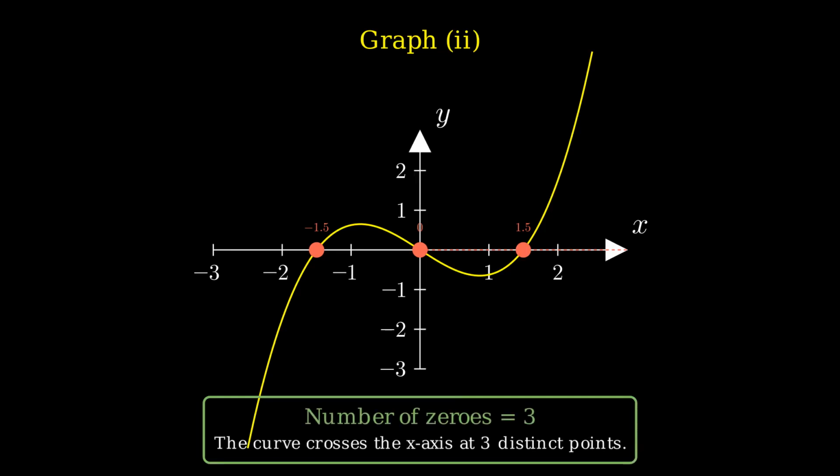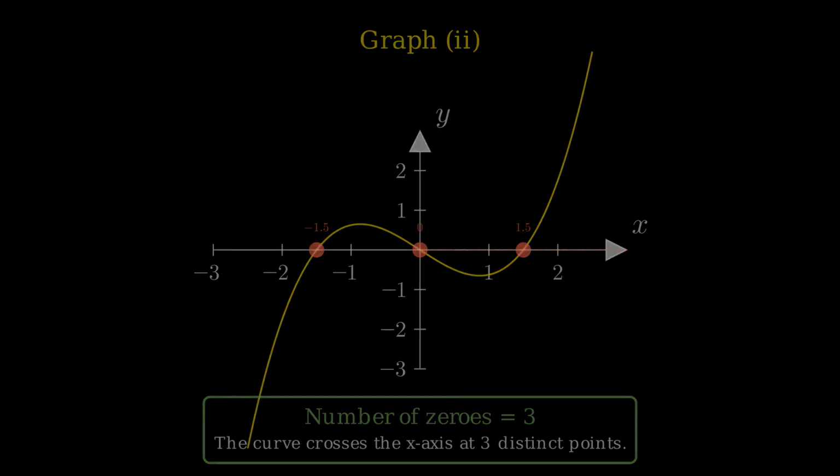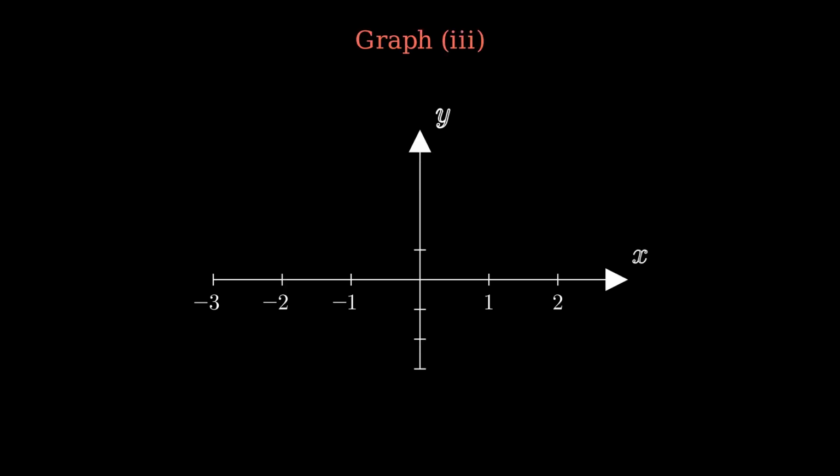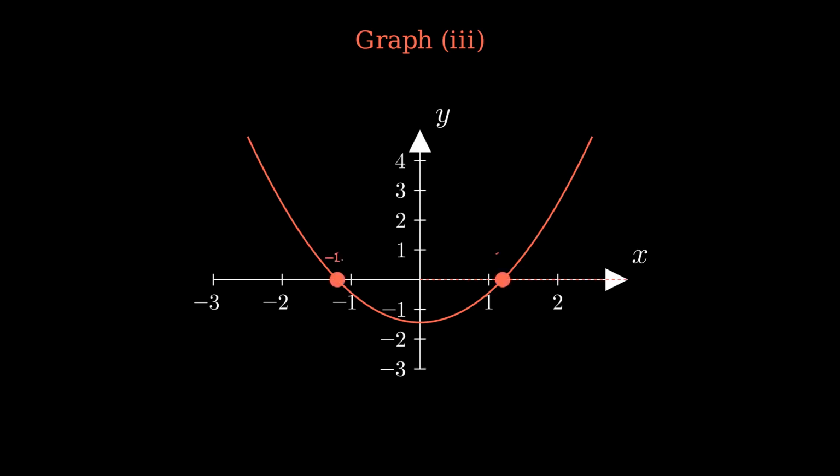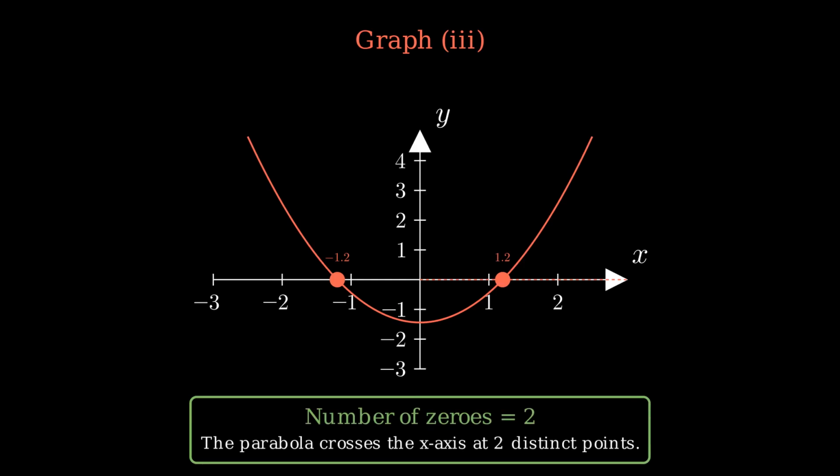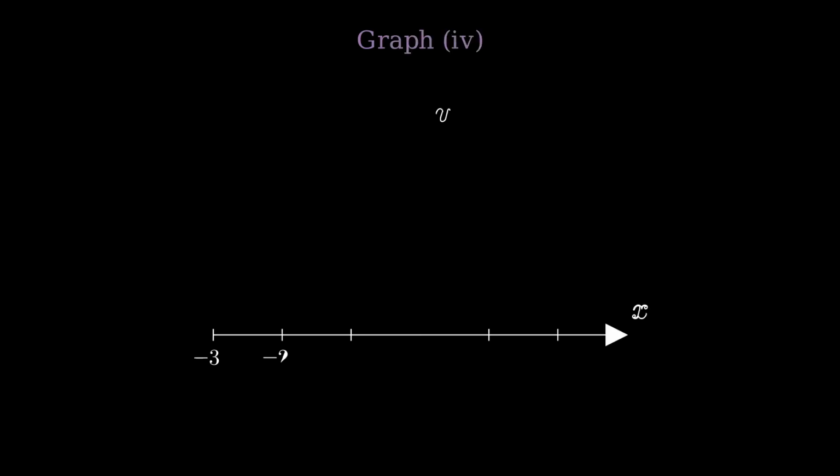Graph 2 shows a cubic-shaped curve. Observe carefully, the curve crosses the x-axis at 3 distinct separate points. At each crossing point the curve passes through the x-axis from one side to the other. The number of zeros is 3. Graph 3 shows a parabola, a U-shaped quadratic curve. The parabola crosses the x-axis at 2 distinct points, one on the left and one on the right. The number of zeros is 2.